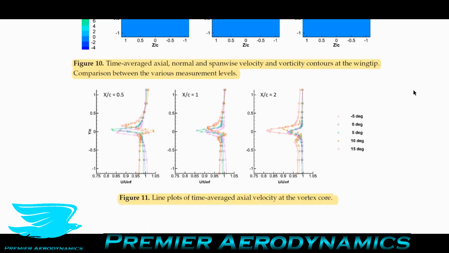Then they plotted the average axial velocity at the vortex core with the angle of attack. And interestingly, at the planes of 0.5 and 1 chord downstream, the minimum axial velocity was significantly greater for even 5 degrees than for 10 and 15 degrees. I'm not so sure why. It might be due to some of the stall occurring. It might also be due to resolution.